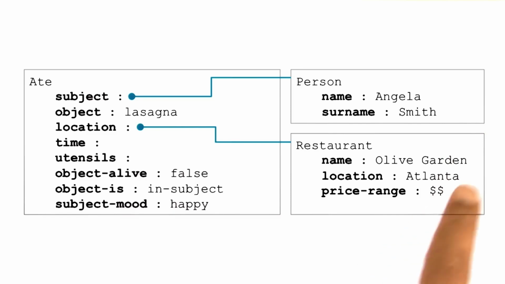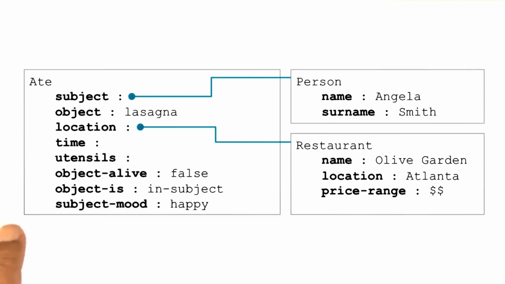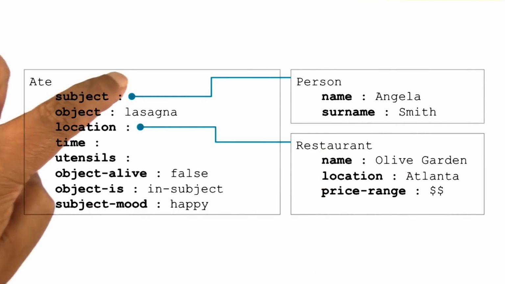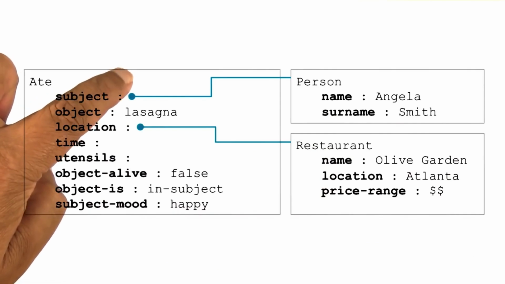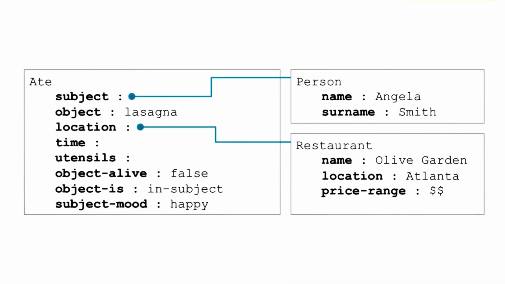Similarly, we may have some information about the restaurant of Olive Garden. We may know, for example, the Olive Garden is located in Atlanta, or that it has a particular price range. So two ideas. First, not only frames for verbs, but also for nouns. And second, frames can get connected with each other so that the filler of a slot in one frame can point to another frame.